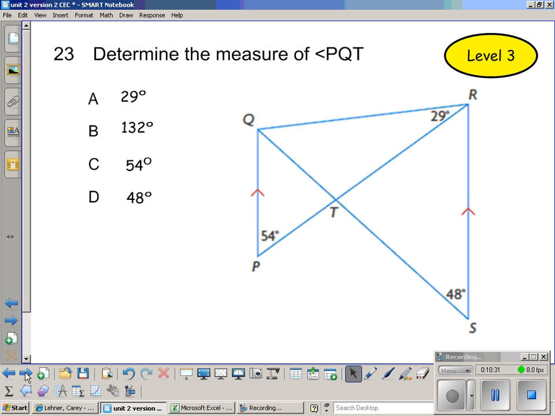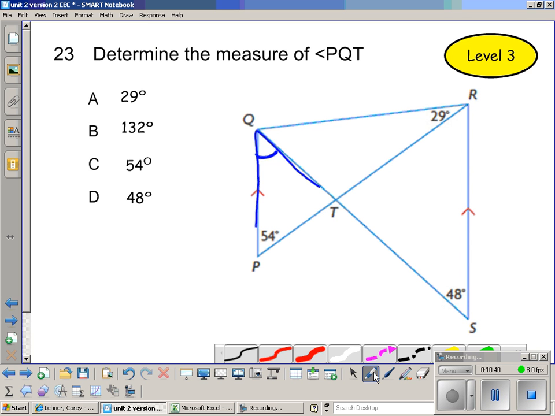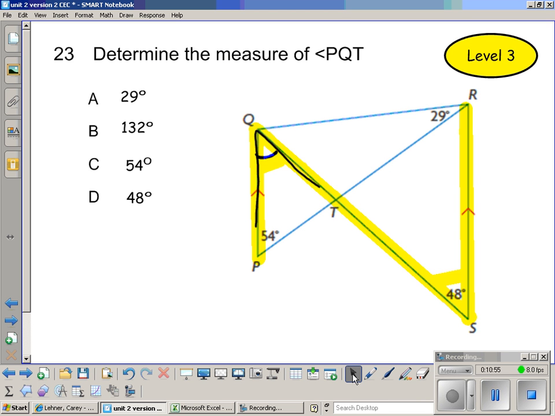PQT. This angle right here. If we look at our parallel lines, we have a parallel line here and a parallel line here. Here is a transversal that cuts both of those parallel lines. Opposite side of the transversal, in between the parallel lines, are what we call alternate interior. So the angle would be 48 degrees, which is D.